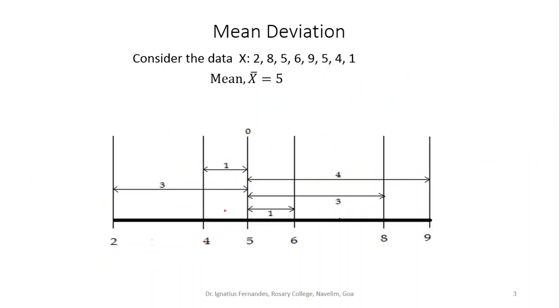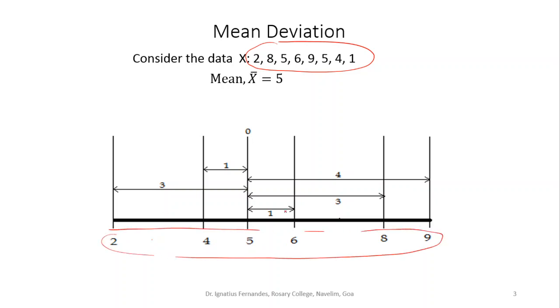So what mean deviation basically does is measure deviation from the mean. This was the data set: 2, 8, 5, 6, 9, 5, 4, 1. These are the entries that I have, and the mean is 5. So from this mean, suppose 2 is here. 2 minus 5 is minus 3, or the distance between 2 and 5 is 3. So we are looking at this distance. We find out this deviation. So the deviation of this 2 from 5 is 3 units.